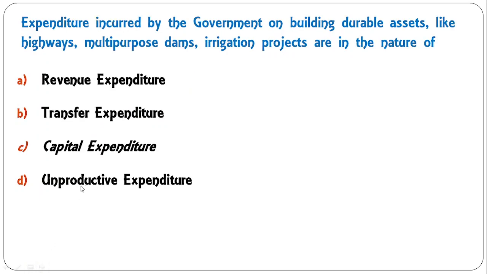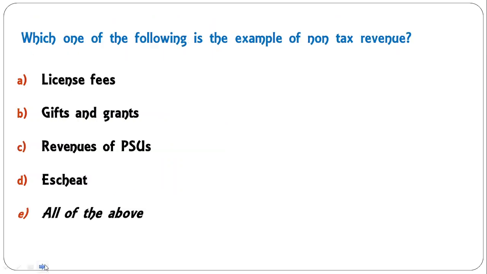Expenditure incurred by the government on building durable assets like highways, multipurpose dams, irrigation projects is in the nature of revenue expenditure, transfer expenditure, capital expenditure, unproductive expenditure. It is capital expenditure. Construction of roads, dams, irrigation projects comes under capital expenditure. So C is the correct answer.